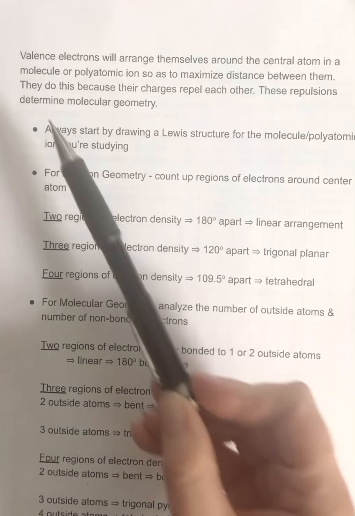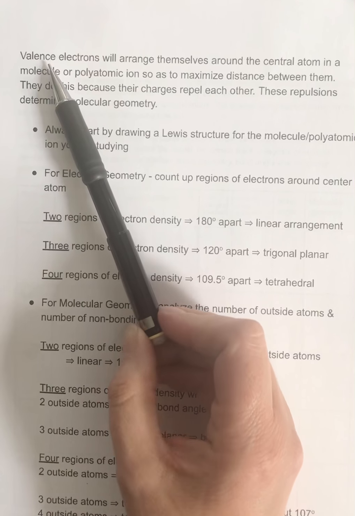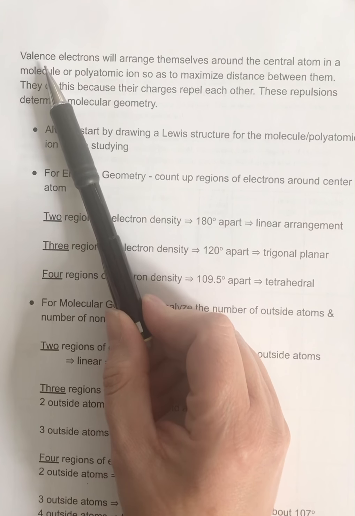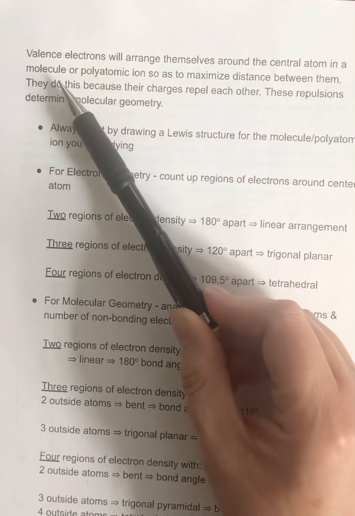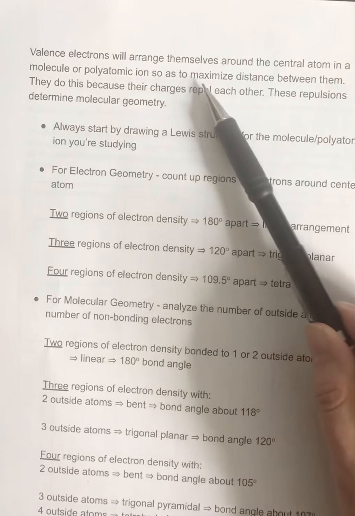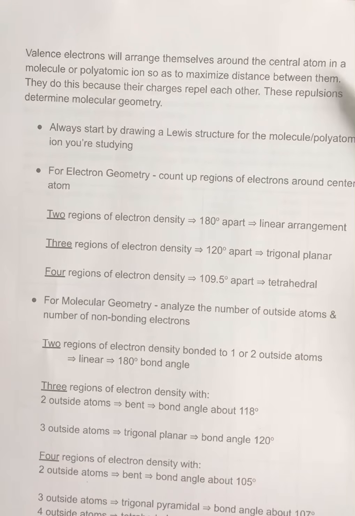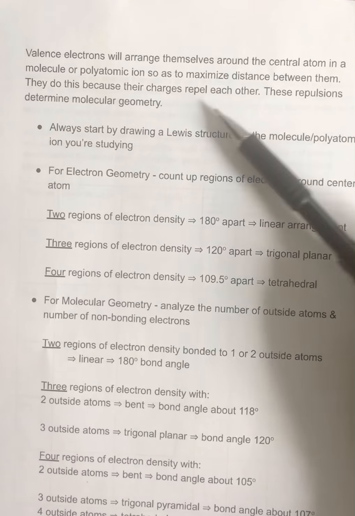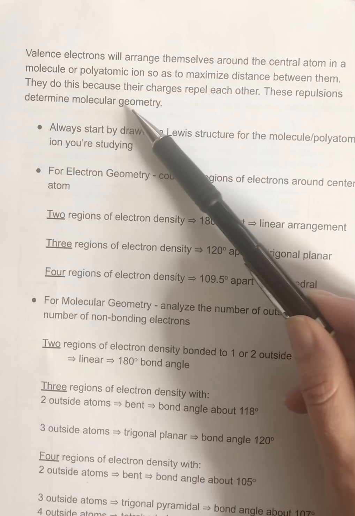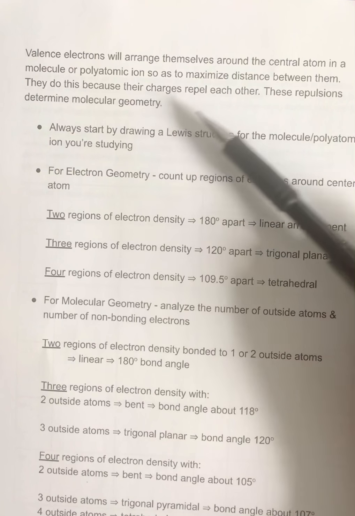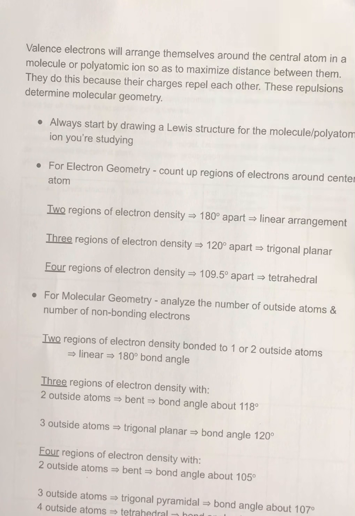So we can see here, and you're going to have a copy of this, so hopefully you have found that and are looking at it. Valence electrons arrange themselves around a central atom in a molecule or polyatomic ion so as to maximize distance between them. Remember that those electron pairs are negative, so those charges repel each other, and they determine what the molecular geometry is. So this is a process, and it's not something that is a one-step thing.